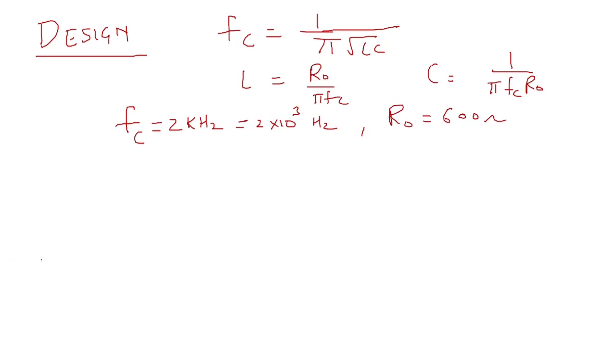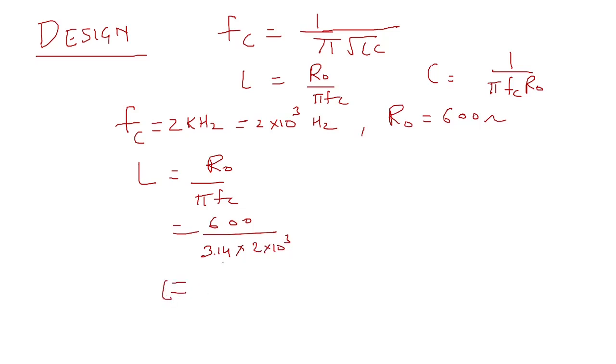So here you can find the value of L. L is equal to R0 upon pi Fc. So here it will be nothing but 600 upon 3.14 into 2 into 10 to the power of 3, which will be nothing but L is equal to 95.49 millihenries, and because in our circuit we want L by 2, so L by 2 will be 47.75 millihenries.